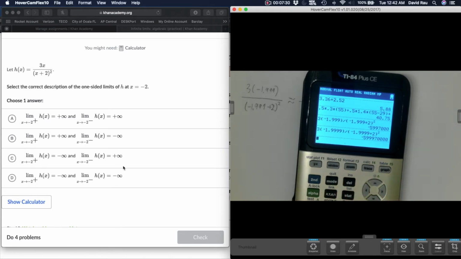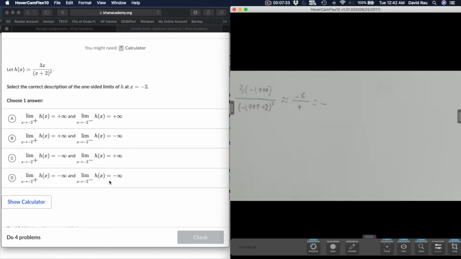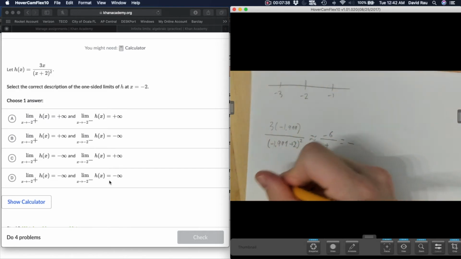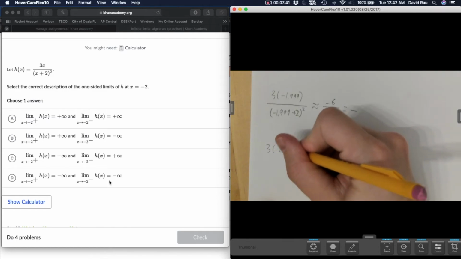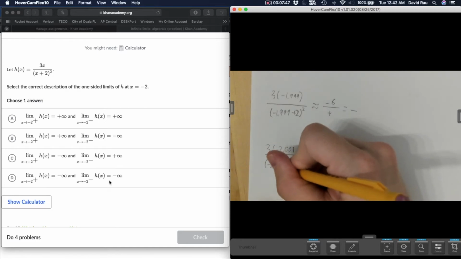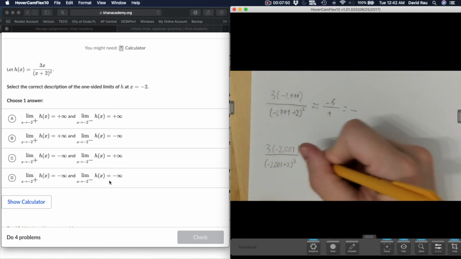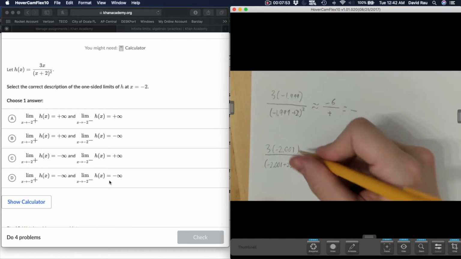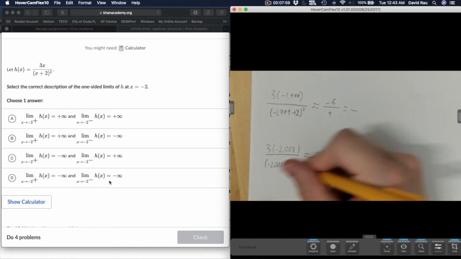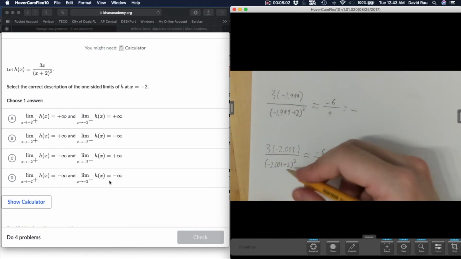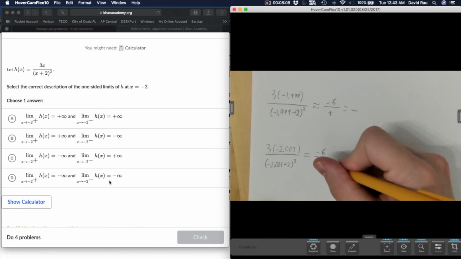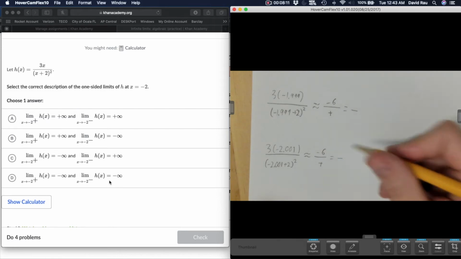Now the question is, what's happening on the left-hand side? Well, let's investigate that. If I'm on the left-hand side, that's going to be essentially like plugging in negative 2.001. Now again, what goes on here? This is essentially still negative 6. Now this is a very small negative, but it's being squared. So a very small negative squared is still positive. So I'm still getting negative over positive, that's negative overall.